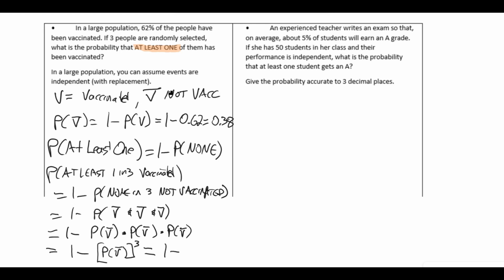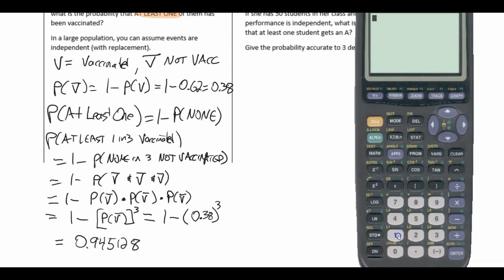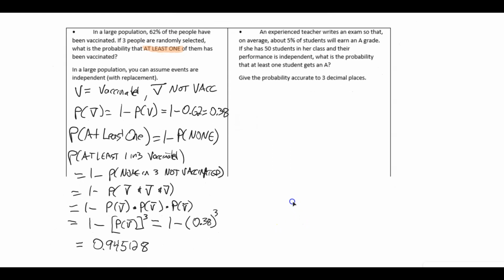So this would be 1 minus the probability of not being vaccinated, 0.38, cubed. Which would work out to be approximately 0.945128 when you use your calculator. We can verify that work. 1 minus 0.38 to the 3rd. There we go. So there's a 94.5% chance that at least 1 out of 3 people are vaccinated if there's a 62% chance that someone's vaccinated.